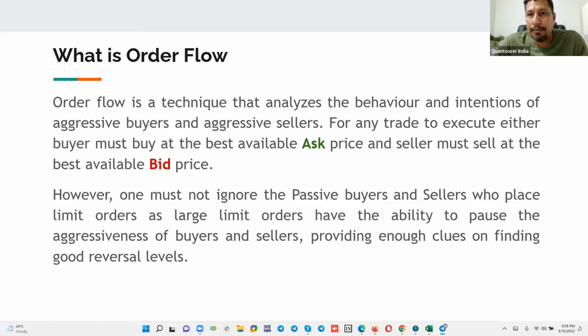Along with that, there are passive buyers and sellers who place limit orders. In the case of limit orders, we know exactly what price we want to buy or sell, and that's why we place a limit order. When we buy at market, we don't know what price we are going to get. So we want to ensure that we get a particular price, so we place limit orders, and these are called the passive buyers and sellers. We will discuss the importance of aggressive buyers and sellers, and the importance of passive buyers and sellers as we go through this webinar.